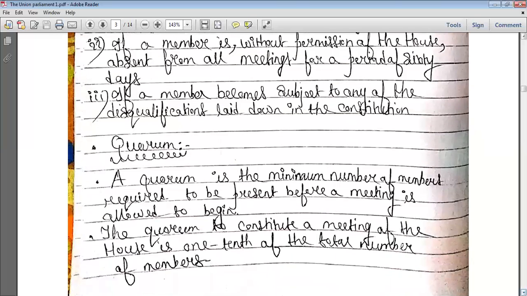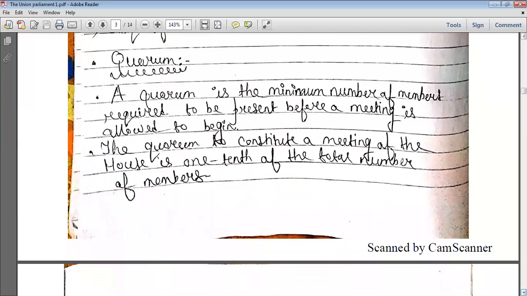Next, we are discussing quorum. We'd like to discuss that portion. This is very important for the exam. A quorum is the minimum number of members required to be present before a meeting is allowed to begin. So before we start any meeting, we need to have a proper strength.